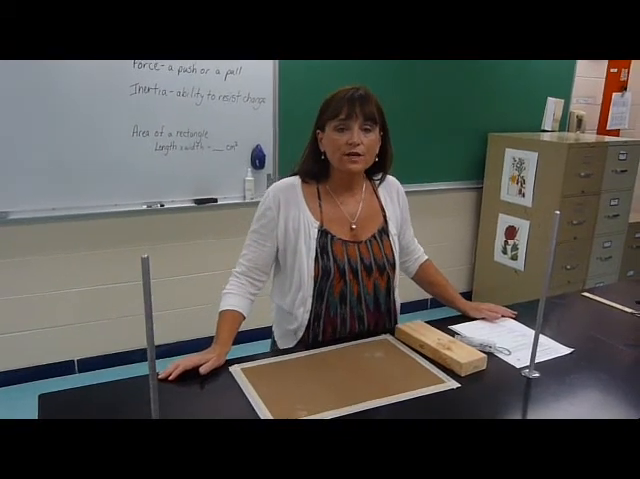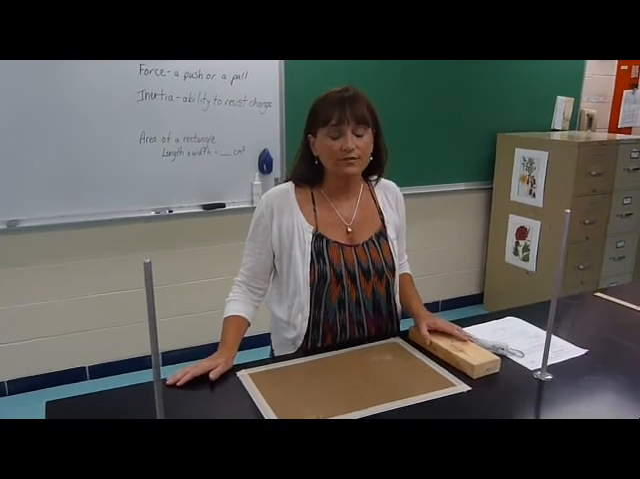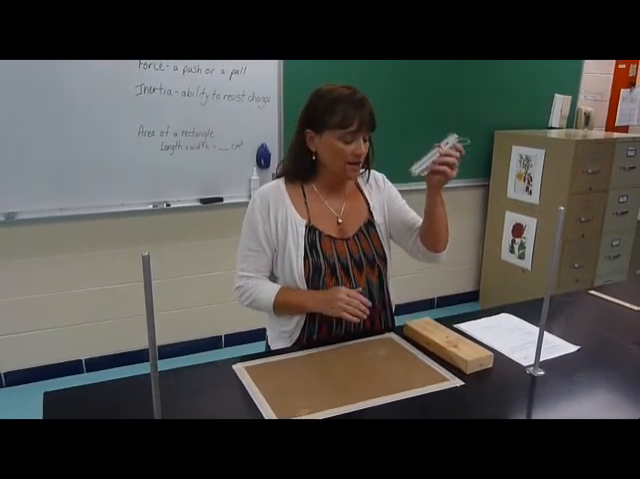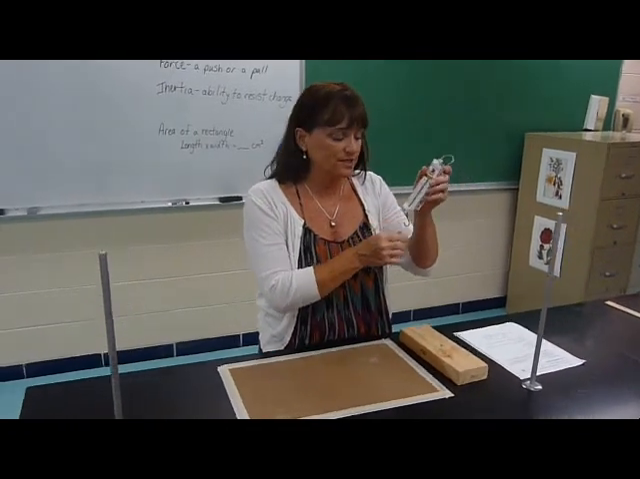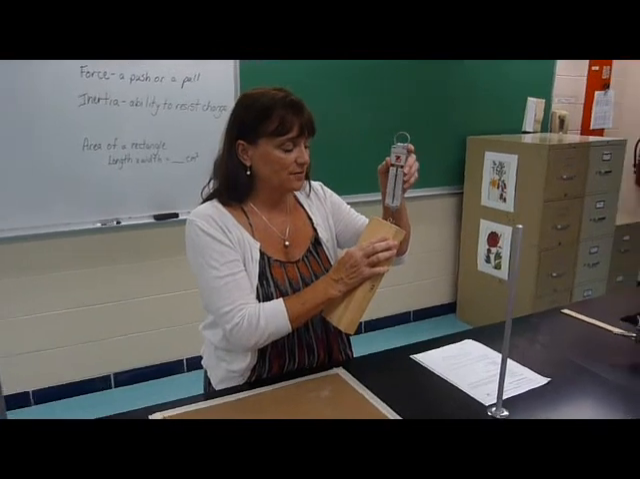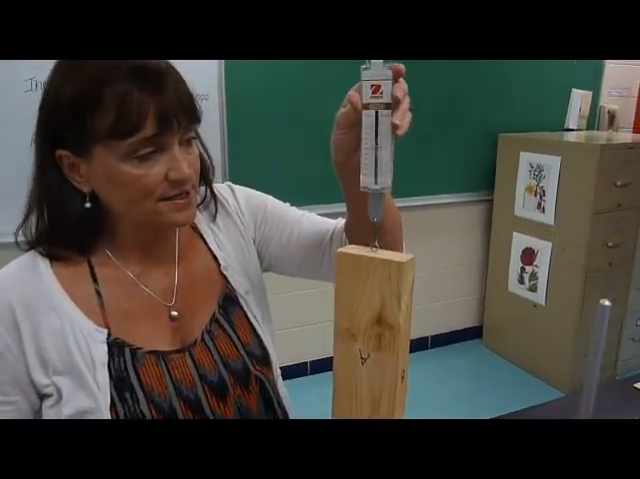Hi, this video is a pre-lab video that you're going to watch so that you know how to perform the investigating friction lab. The first thing that you're going to do is use your spring scale, which you watched the video previously so you know how to use it. And what you're going to do is attach the piece of wood with the eye hook to the spring scale, holding it nice and still.